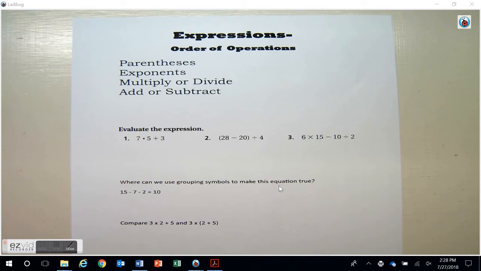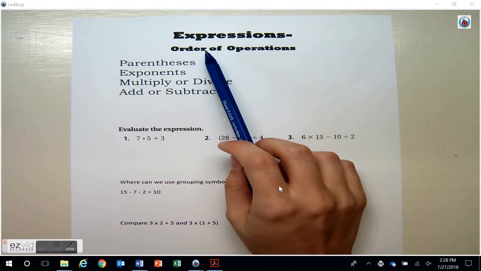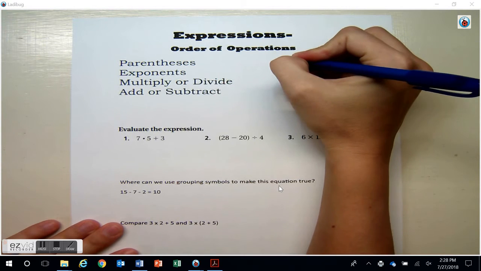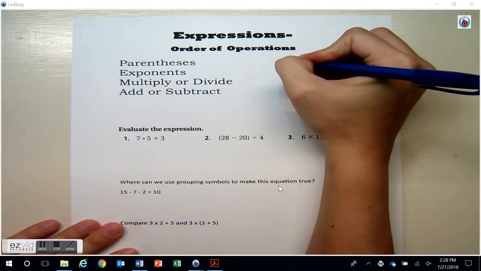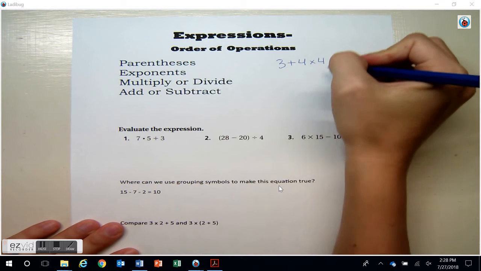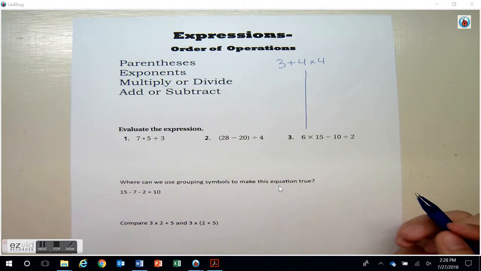Hi there, everybody. So today we're going to review the order of operations. Before we get into everything, let's go ahead and just take a look at this problem here. Okay, I'm going to use tiles and make arrays to show what this problem could look like.